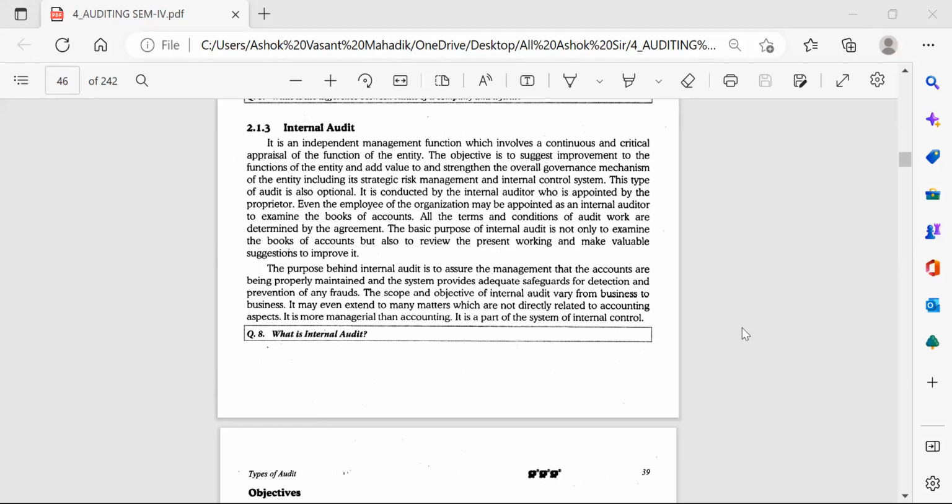Okay. No qualification is prescribed. His remuneration is decided by the management. So everything is done by the management. What he'll do, he'll conduct audit as if he's the auditor. He'll find out if any errors are there, any frauds are there, and he'll report to the management. And management will take corrective actions so that at the time of statutory audit, there is no problem.